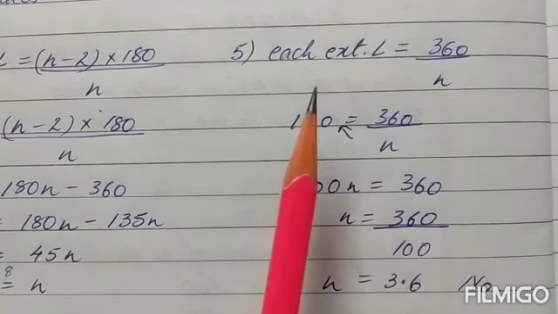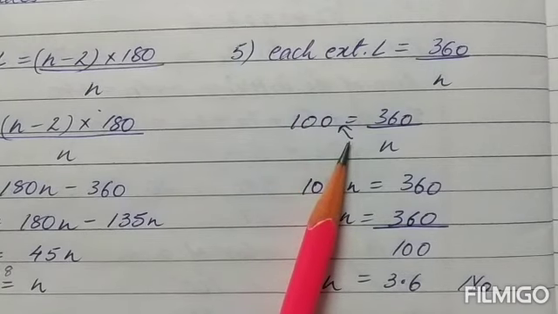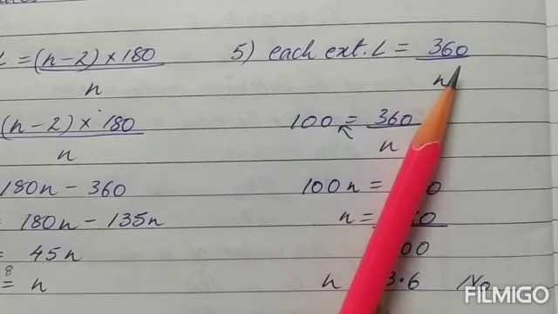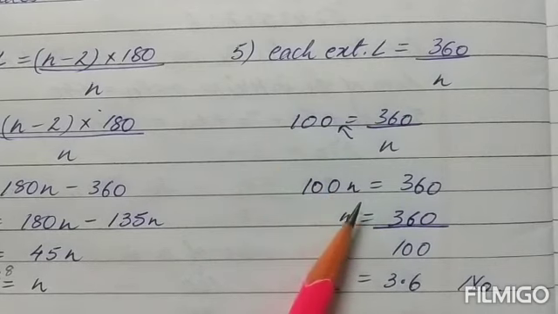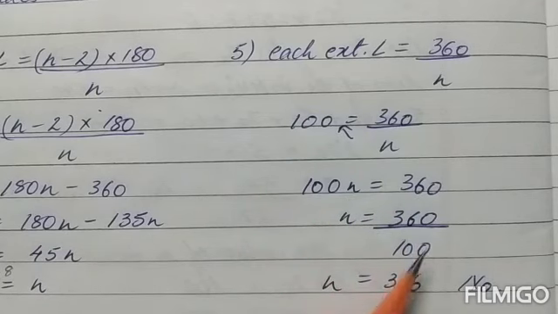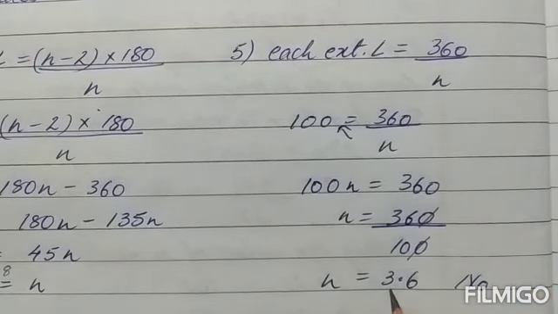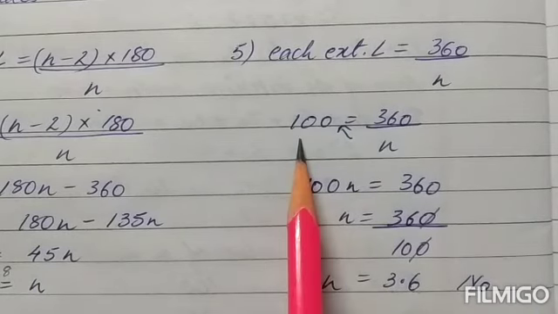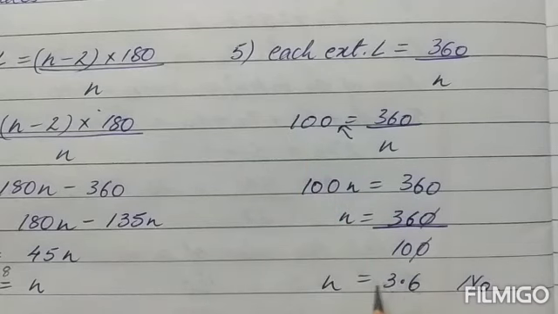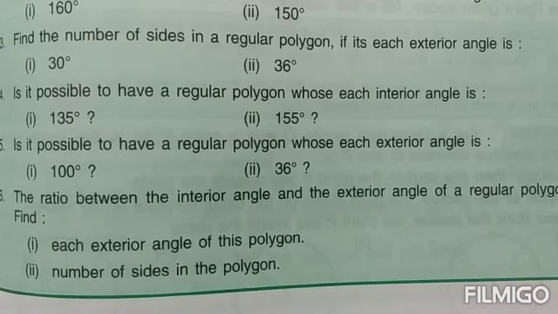Similarly, in question number 5, children, we have to check that can 100 be each exterior angle of a regular polygon or not. So I have used the formula of each exterior angle, that is 360 upon n. Now 100 is the measurement that is given of each exterior angle, so I have written that. Again, take n on the other side, 100n is equals to 360, n is equals to 360 upon 100. Now 0 and 0 will cancel, and when you divide 36 by 10, it comes as 3.6. So the answer is no. A polygon cannot have the each exterior angle as 100 degrees, because now see the answer has come in decimals, or over here you see it has come in fractions, which is not possible.